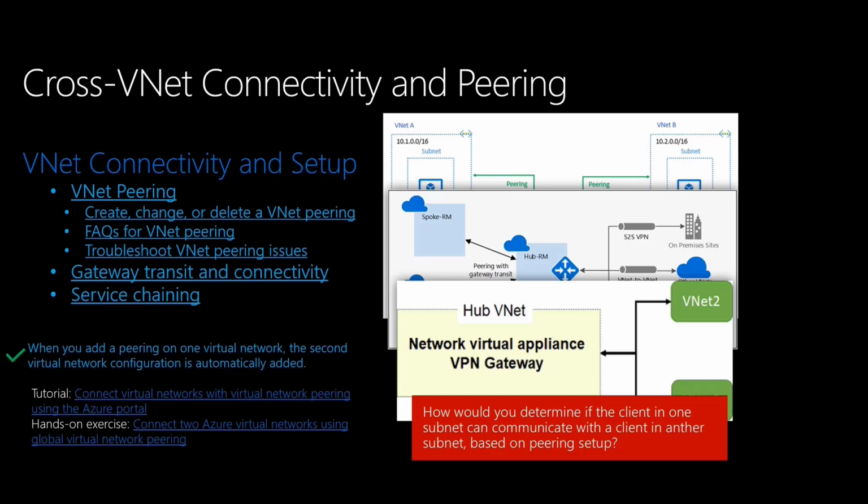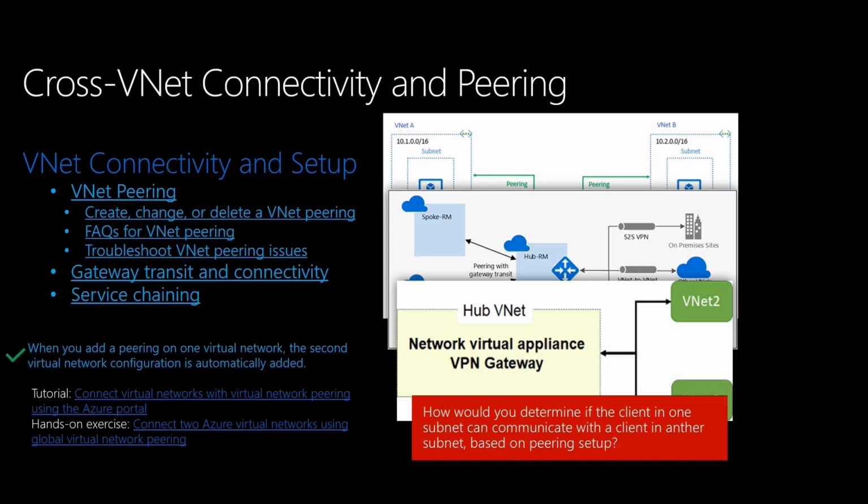But keep in mind that VNet peering is not transitive by default. In other words, if I have VNet A and it's connected to VNet B, and VNet B is connected to VNet C, it is not automatic that machines in VNet A can talk through VNet B to machines in VNet C. What that would require is a concept that we call gateway transit.